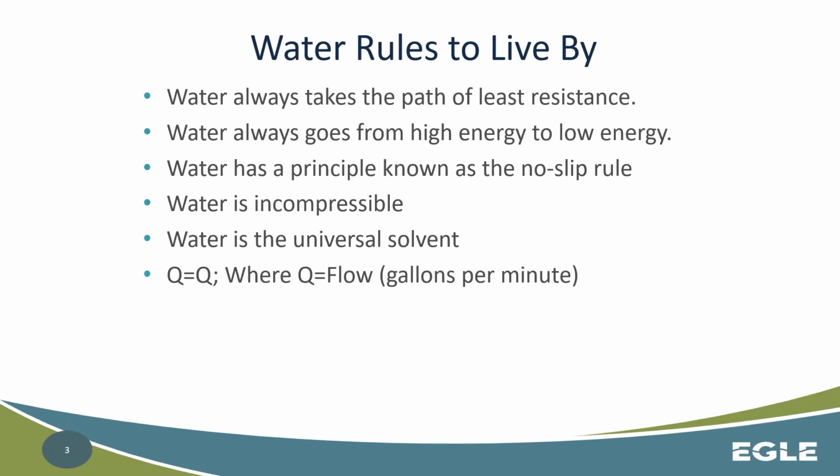So let's dive right into the presentation. Water rules to live by. Water will always take the path of least resistance. It always goes from higher energy to lower energy. Water has a principle known as the no-slip rule. Water is incompressible. It is the universal solvent. And because of these things, in a closed system, we know that the flow in must always equal the flow out. With these concepts, we'll start breaking them down one by one in the coming slides.